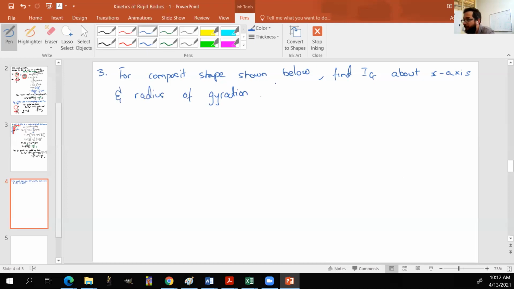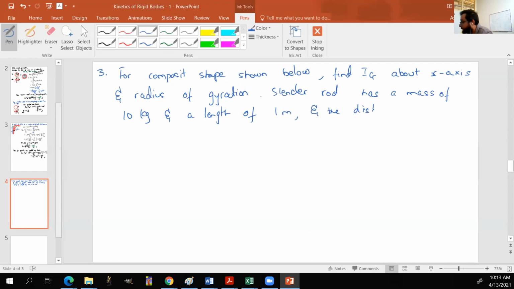So it's basically going to be a rod and a disc. We're setting it up. The slender rod has a mass of 10 kilograms and a length of 1 meter. And the disc has a radius of 0.3 meters and a mass of 6 kilograms.